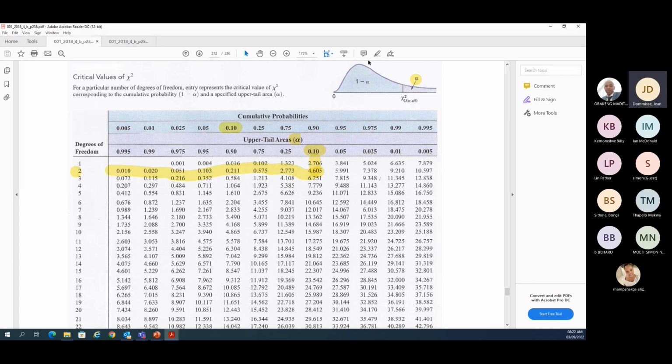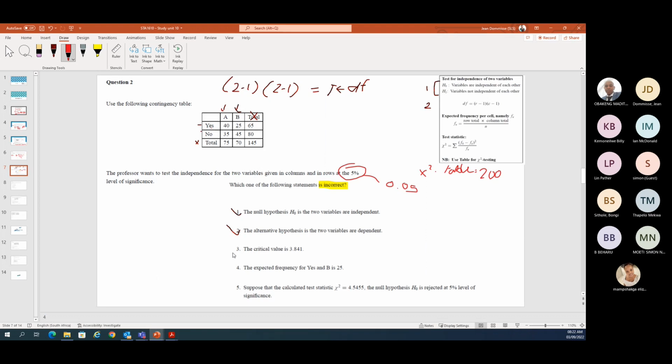Okay, so degrees of freedom 1. Significance level 0.05. So where the two meet, we've got 3.841. Okay, so that one is also right. So we used the table.